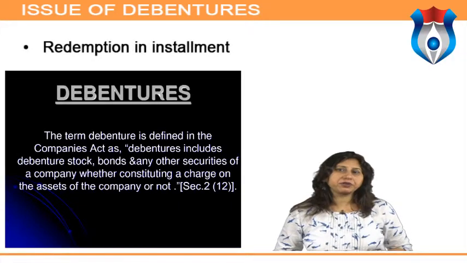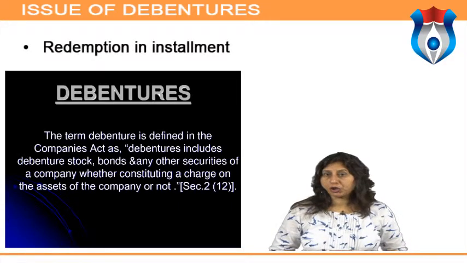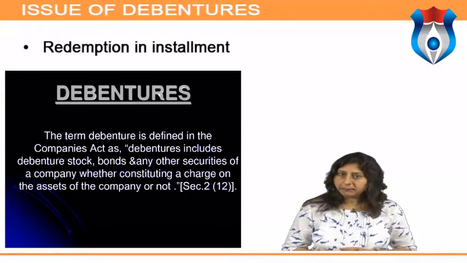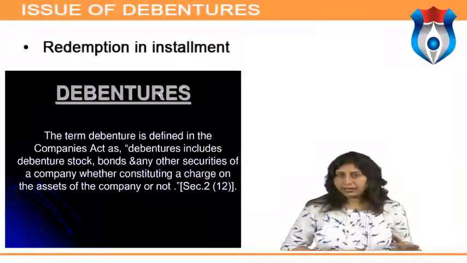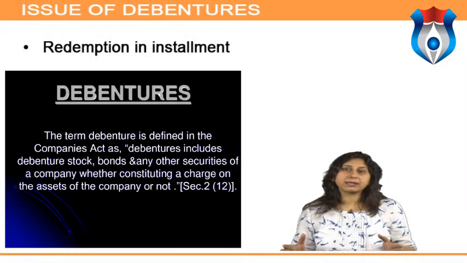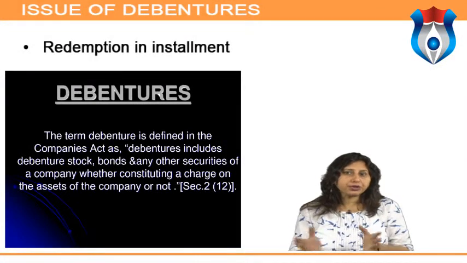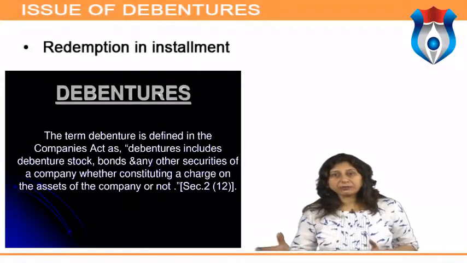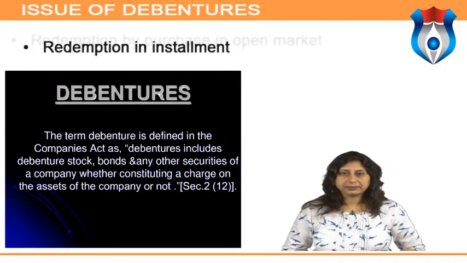The other method of redemption is redemption in installments. The debentures are to be redeemed in installments beginning from a particular year. The actual debentures to be redeemed are selected usually by draw of lots, and the redemption is made either out of profits or out of capital.